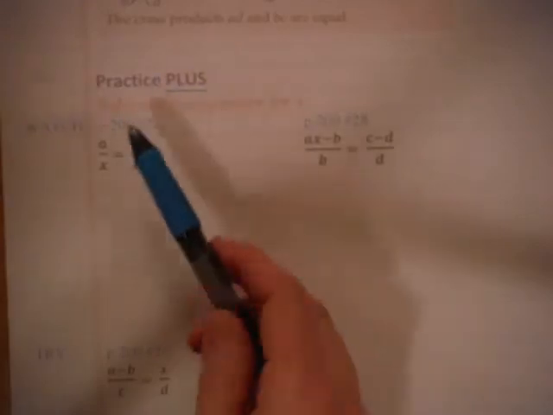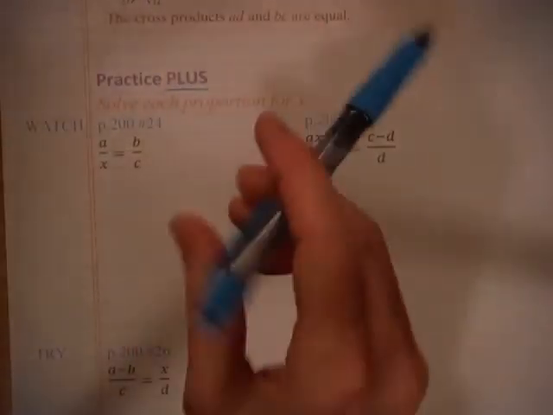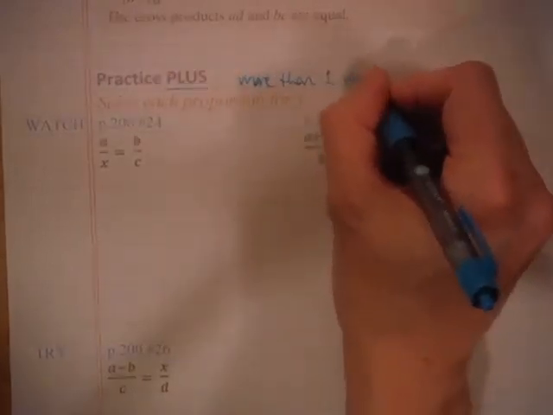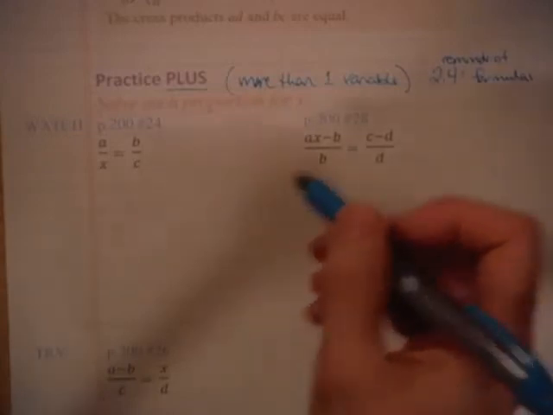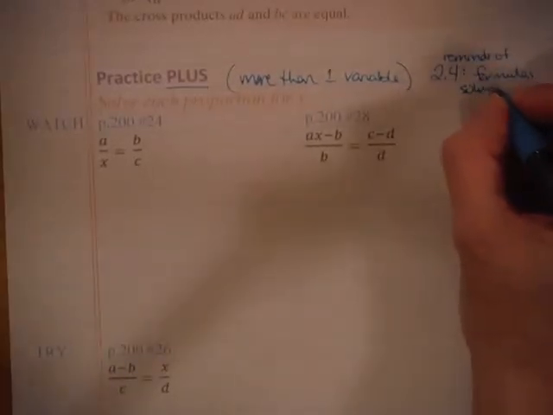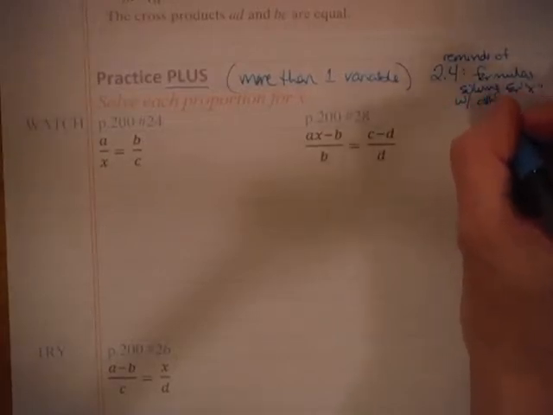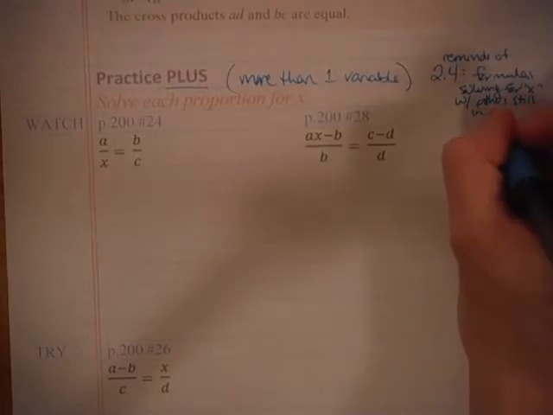The reason these are called practice plus is because at this point they throw in more than one variable. So again, kind of going back to 2.4, it reminds us of 2.4, where we had formulas with more than one variable and we had to solve for one of those variables. Same idea here. You're going to see more than one variable. We're solving for x, or one variable, with others still in the formula.